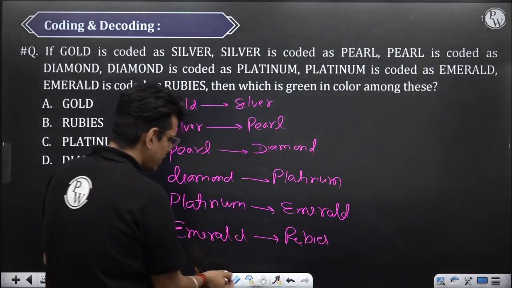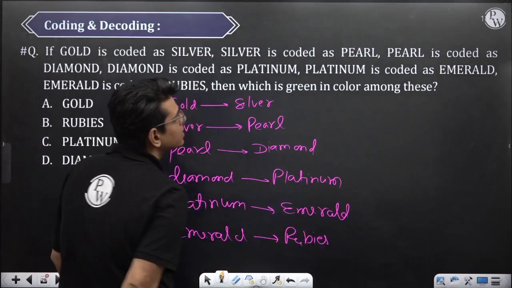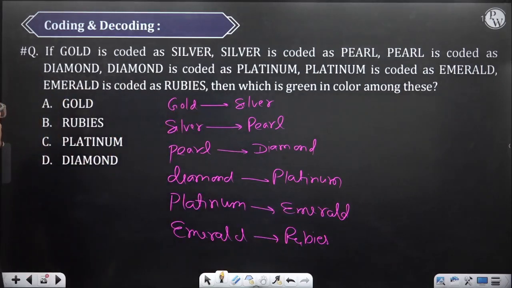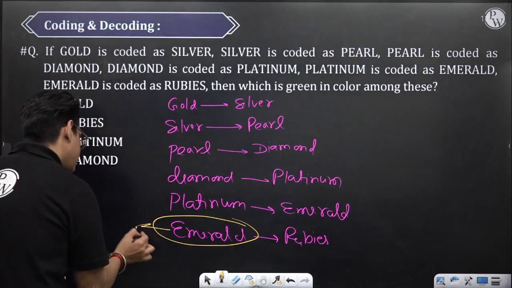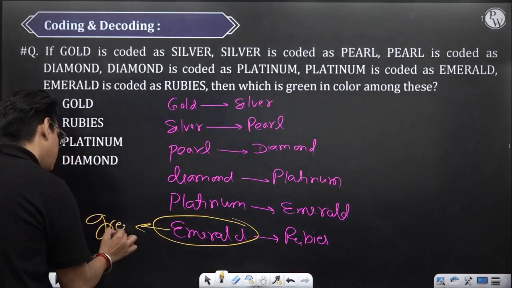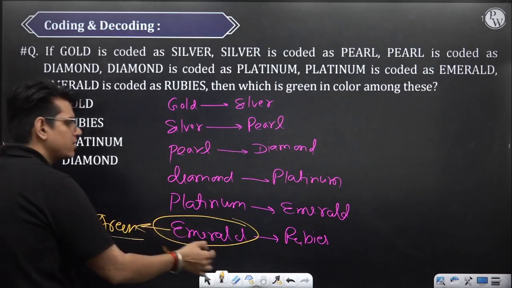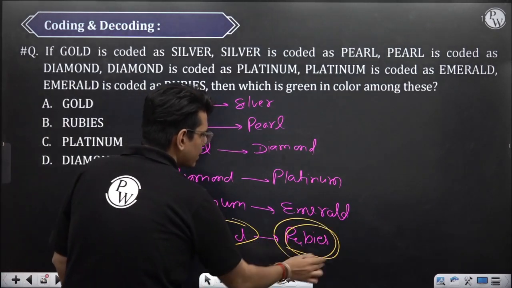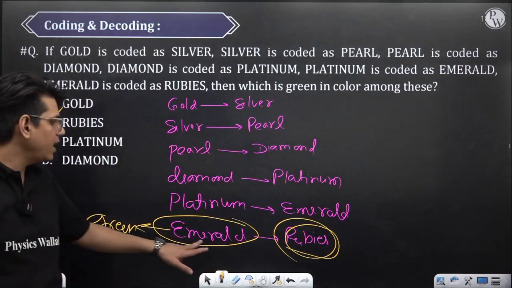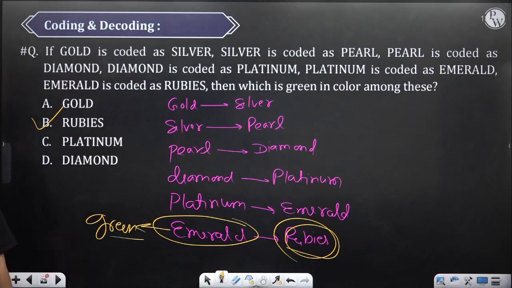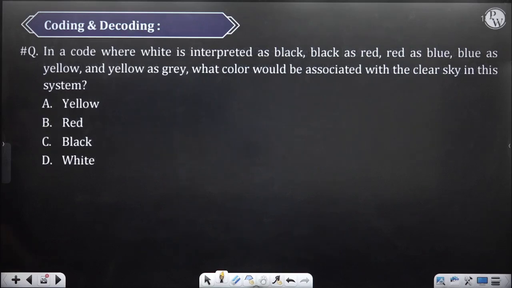Now the question is asking which is green in color among these. Emerald is green, but we have coded emerald as rubies. So our answer will be rubies. Because we have coded emerald as rubies, our answer will become rubies. Okay, now let's look at another example from this.